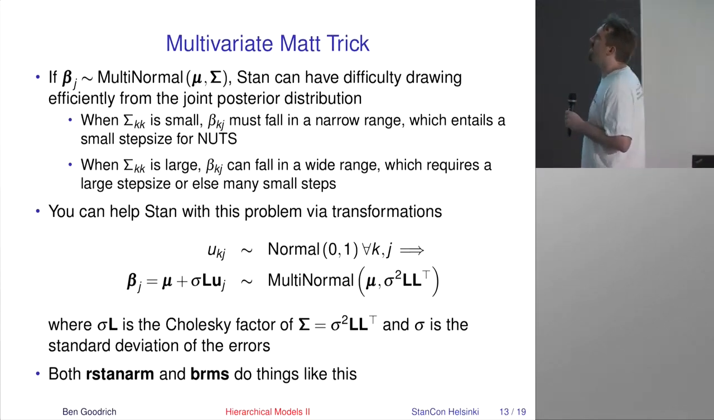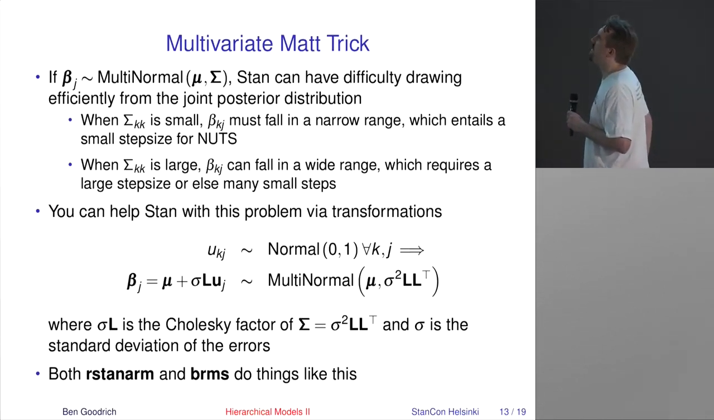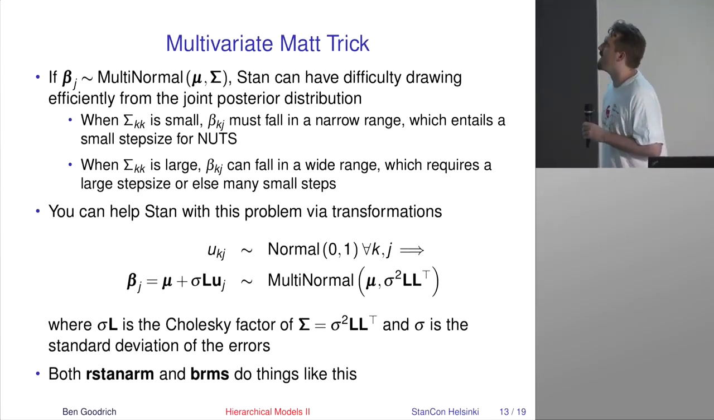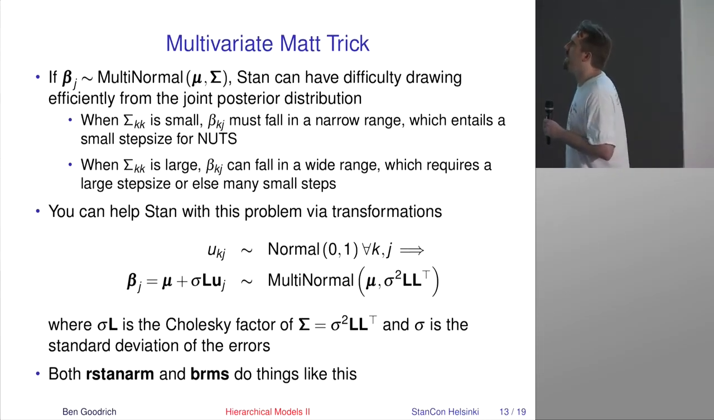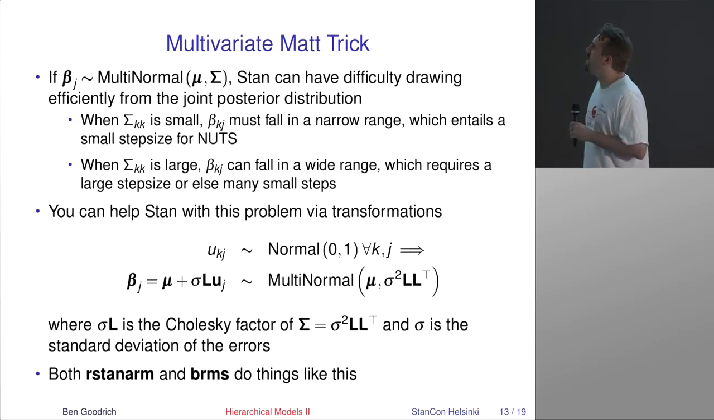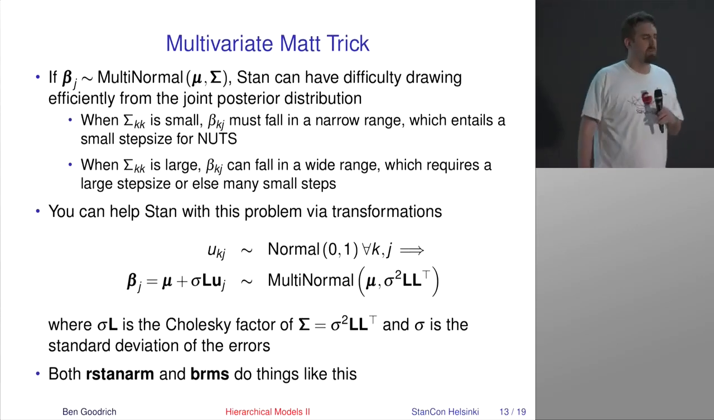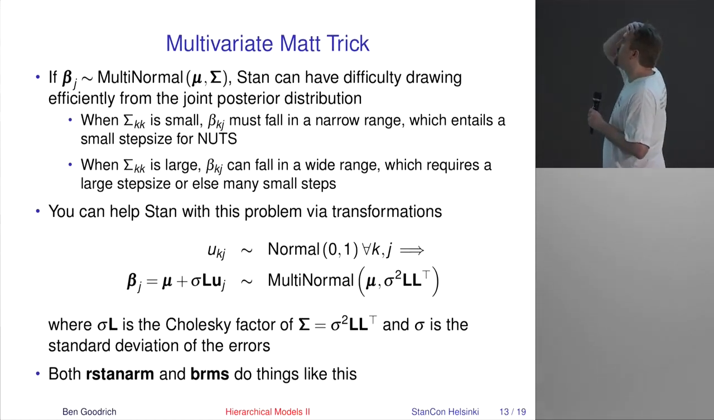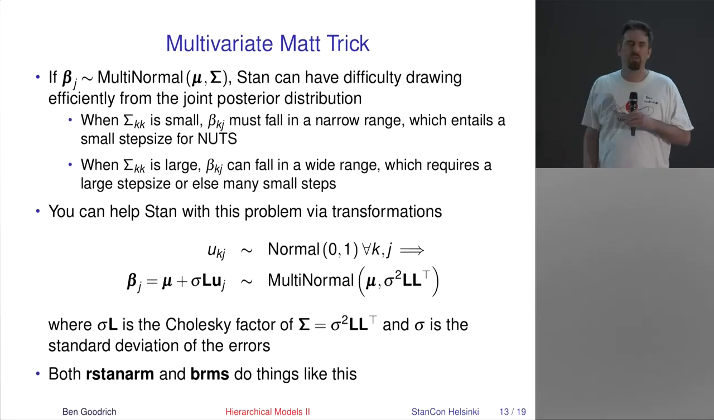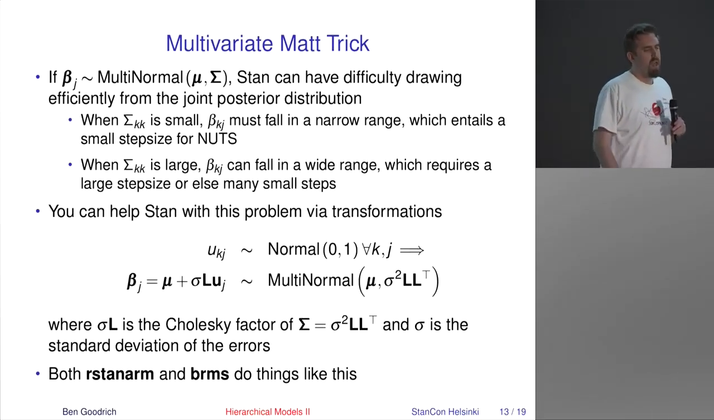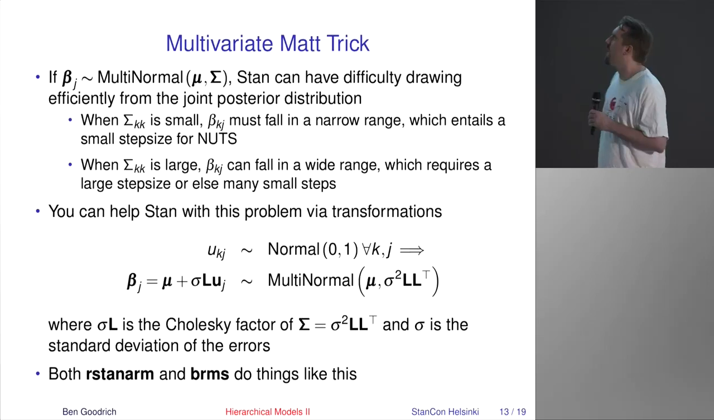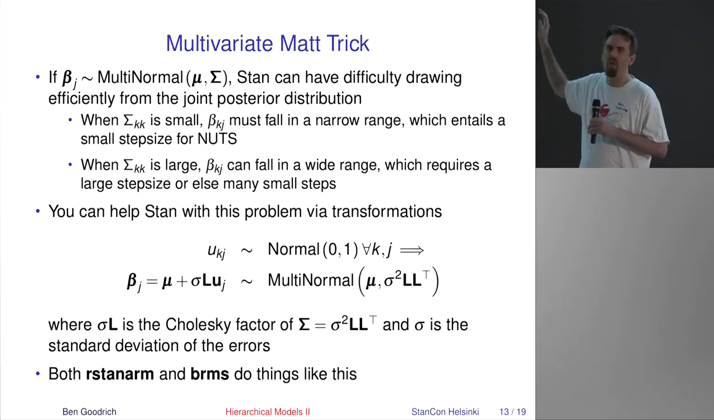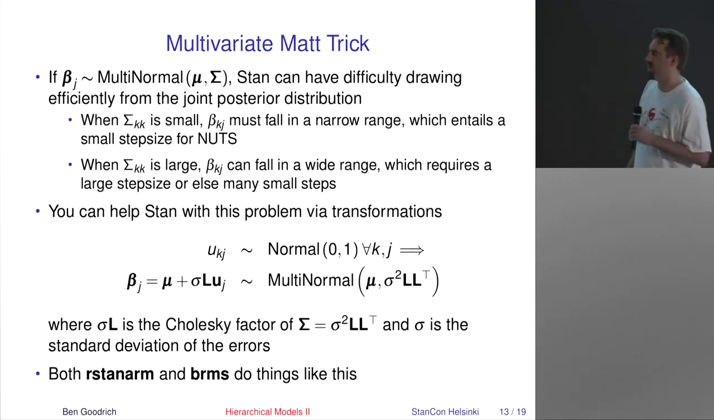So the multivariate version of the non-centered reparameterization, or the multivariate Matt trick, which I don't think Matt actually talked about, but we just attributed it to him anyway, is to use the stochastic representation of the multivariate normal. You have a bunch of u's that you declare in the parameters block, they have a standard normal prior, and then in the transformed parameters block, you pre-multiply them by L, where L is the Cholesky factor of the covariance matrix.